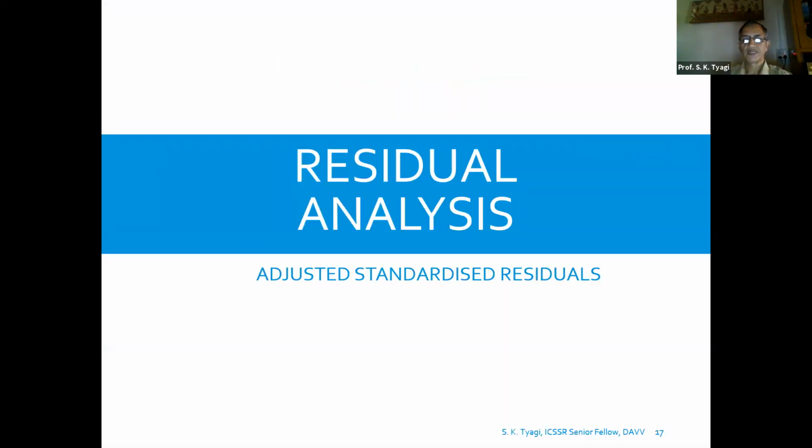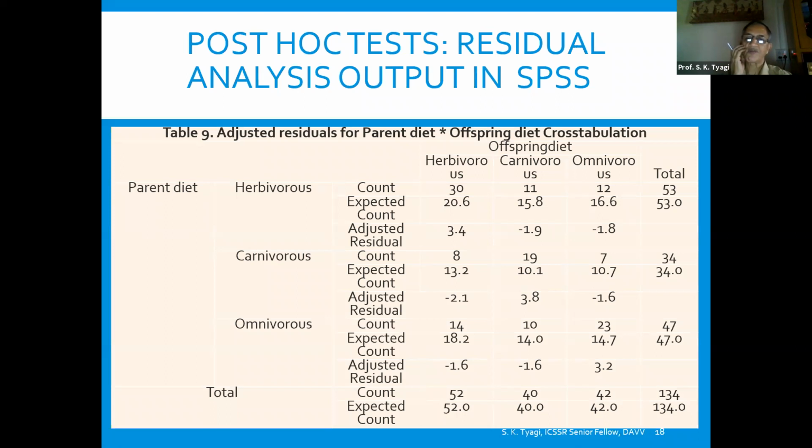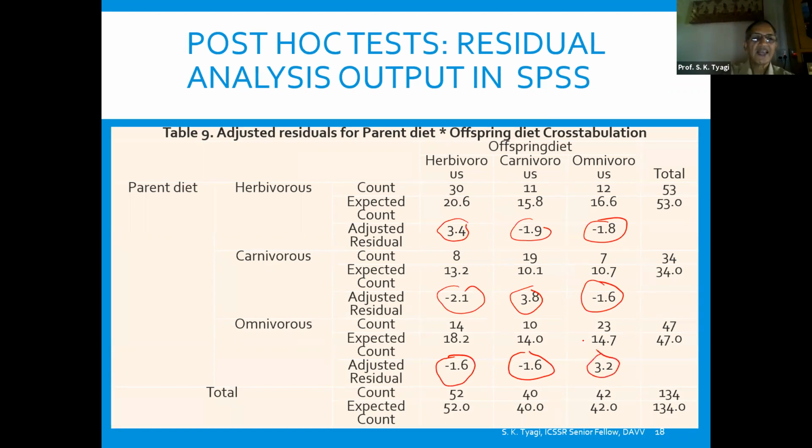We were here, residual analysis, and this is the table which we just saw. This is adjusted residual. So we are having 9 tests. And out of these 9, 4 are significant results.